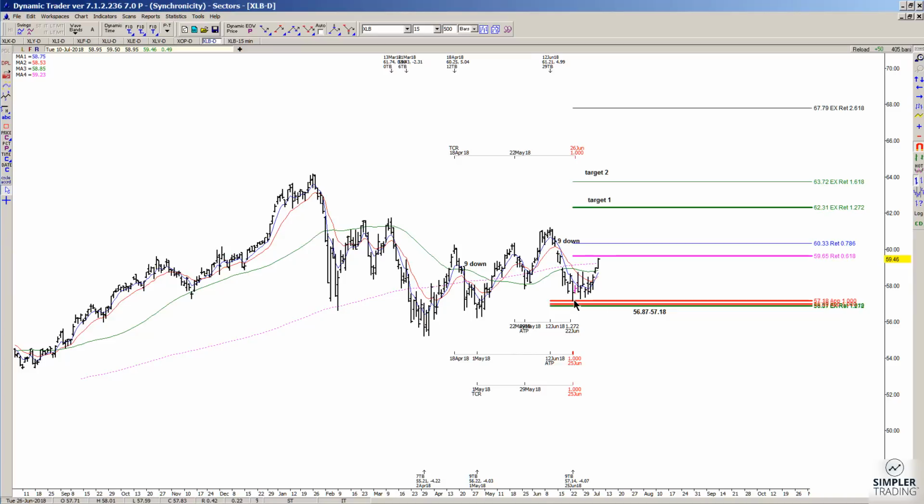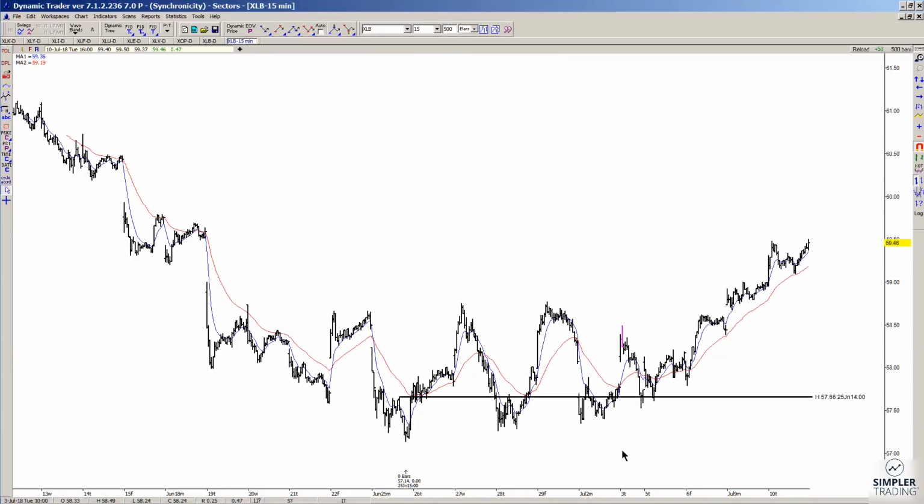So this being the setup that was tested, you want to get involved in the trade as close as possible to where your risk definition is, which would be underneath this cluster. And in order to do that, you need to go to the lower time frame chart for the trigger. So here's the 15-minute chart. Now here's where we made that low, into the cluster.